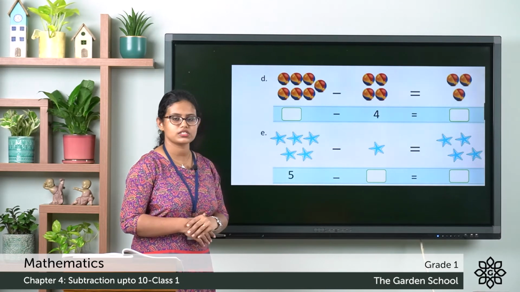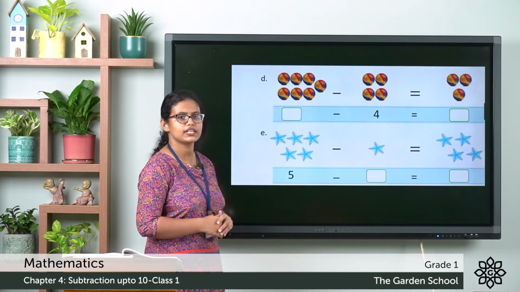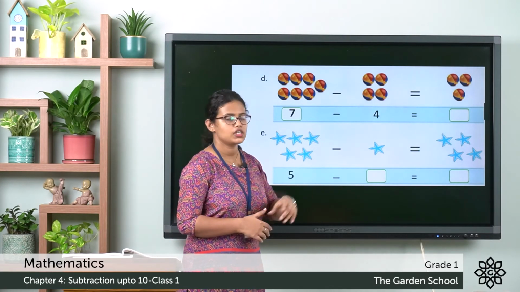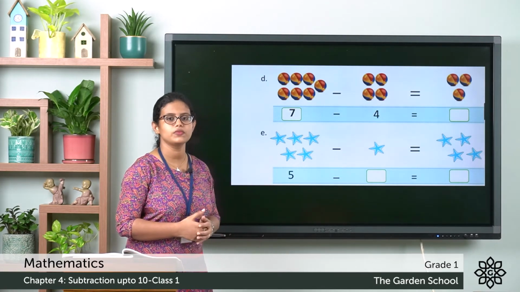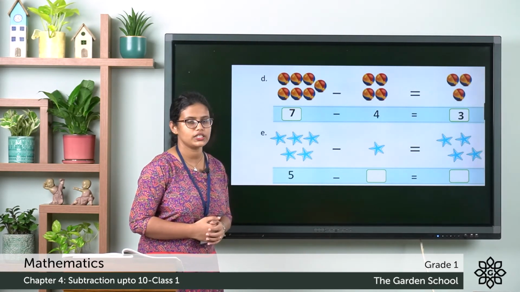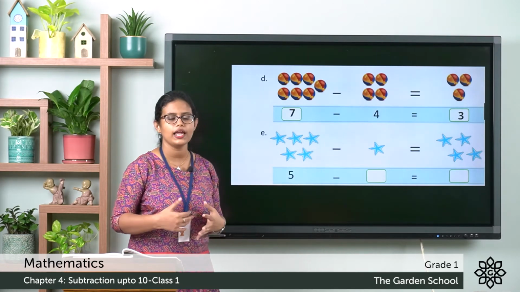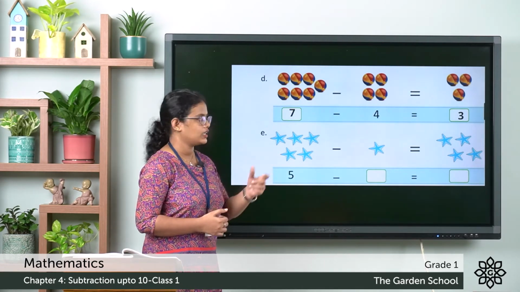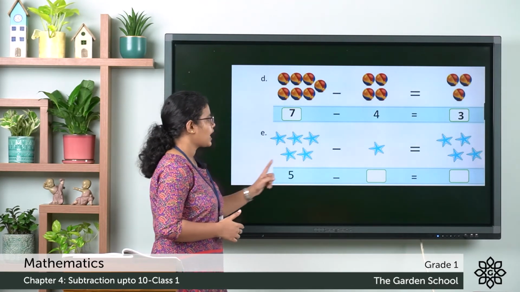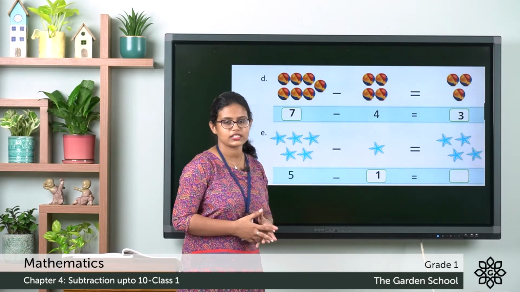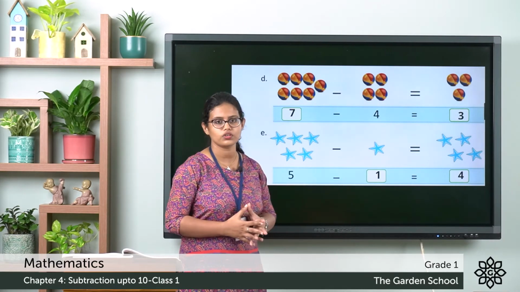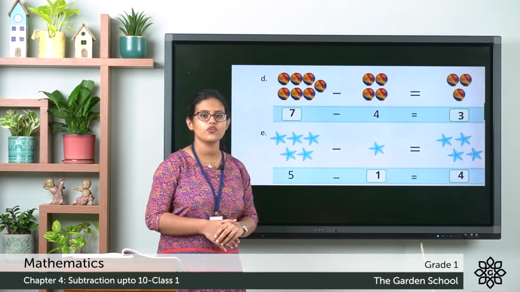Here you can see balls. Just count and write how many balls are here. How many? There are 7. Here 4. You need to take away 4 from 7. And what do you get? How many are left? That is 3. So 7 minus 4 equal 3. The last one. You can see stars. So how many stars are here? 5. How many here? 1. That is, you need to take away 1 from 5. So how many left? 4. 5 minus 1 equal 4. Understood?